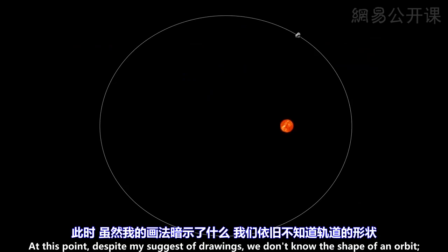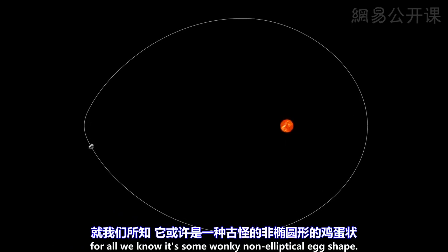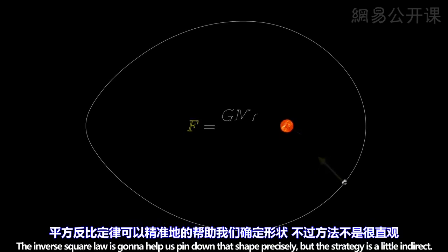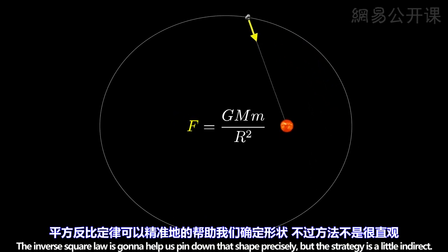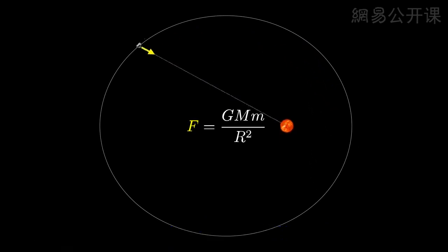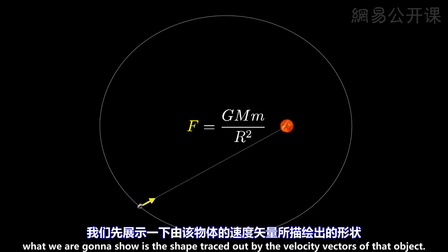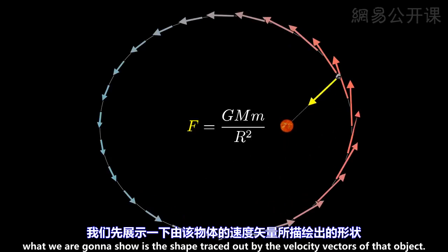At this point, despite my suggestive drawings, we don't know the shape of an orbit. For all we know, it's some wonky non-elliptical egg shape. The inverse square law is going to help us pin down that shape precisely, but the strategy is a little indirect. Before showing the shape of the path traced out by the orbiting object, what we're going to show is the shape traced out by the velocity vectors of that object.